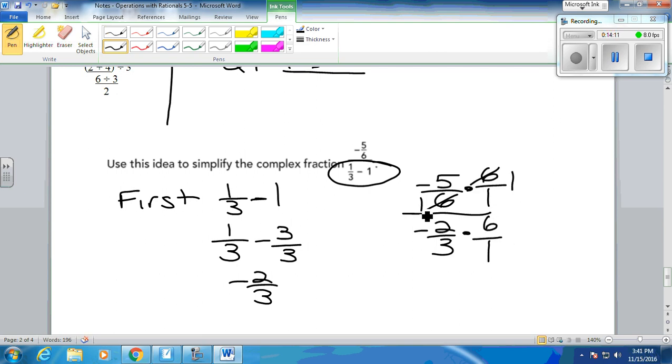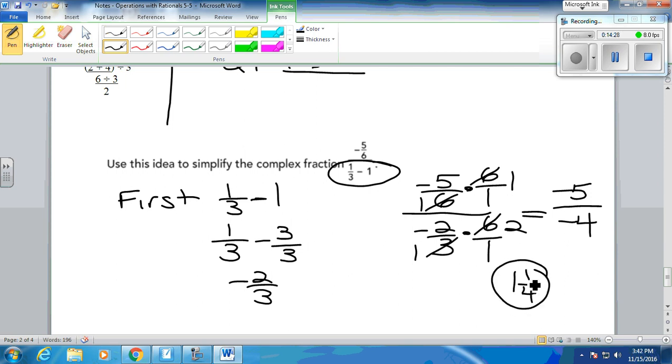If you wanted to again divide by SIR, that's fine. And I get negative 5 and then negative 4. So now I have a negative divided by a negative, which gives me a positive, and it'll be 1 and 1/4. Just squeaked in under 15 minutes.